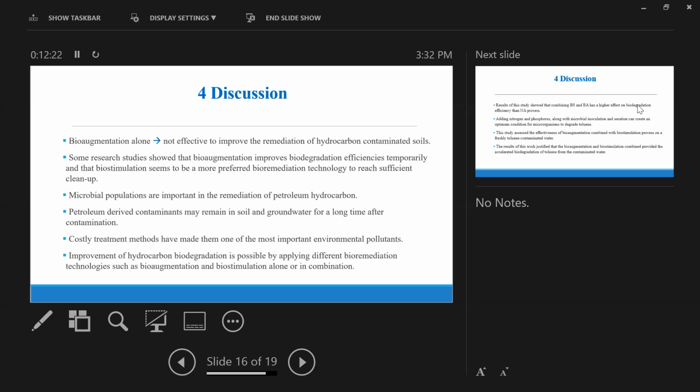Because the cost of pump and treat for groundwater is very expensive and it will take a very long time, these in-situ permeable reactive barriers are very reliable. And they are very reliable and effective if you combine biostimulation and bioaugmentation processes together.